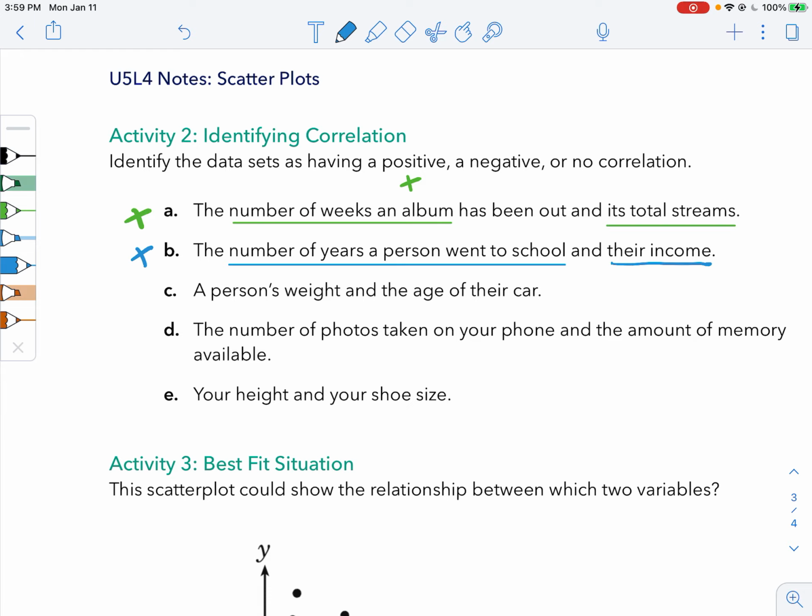Okay, what about a person's weight and the age of their car? I mean, those have nothing to do with each other, right? That's got no correlation. Let's just say no correlation.